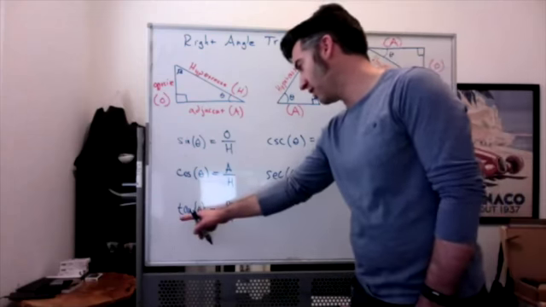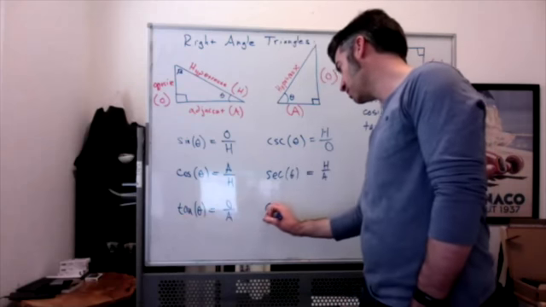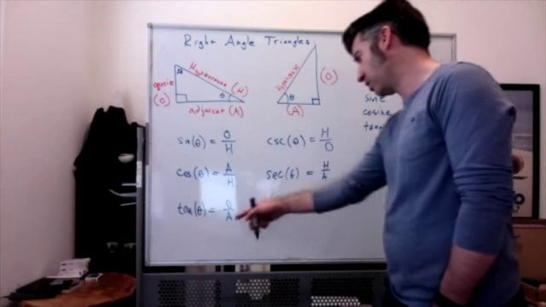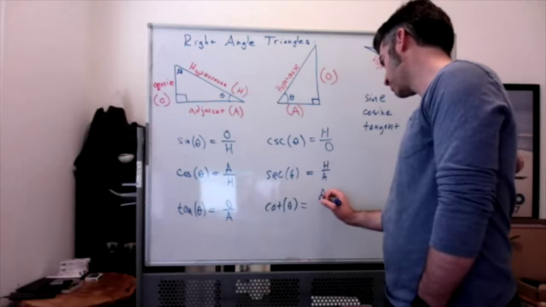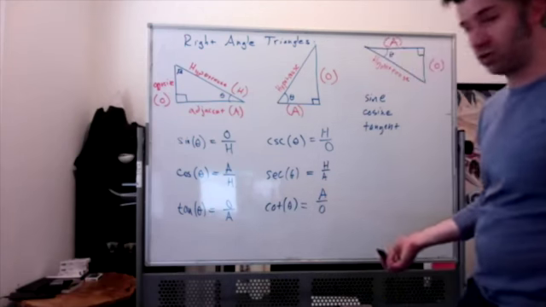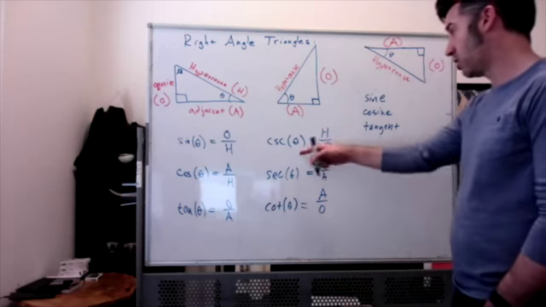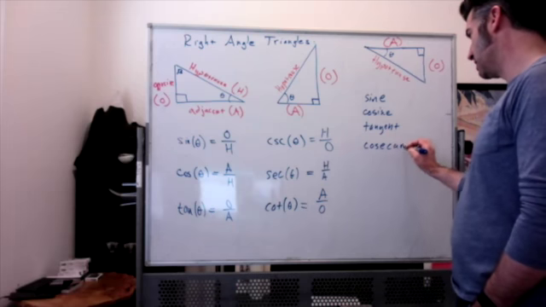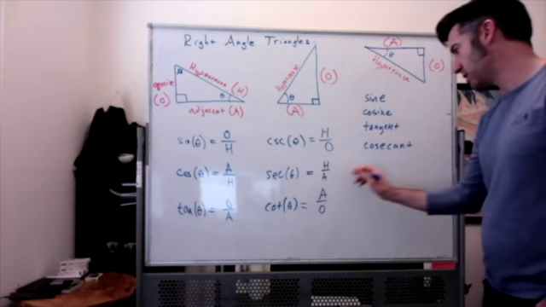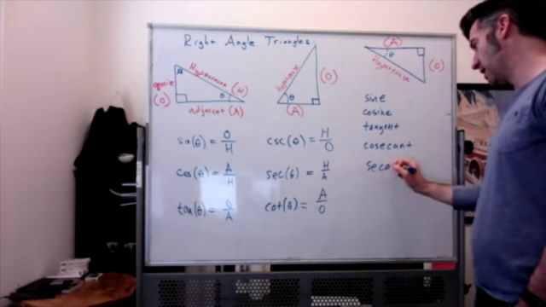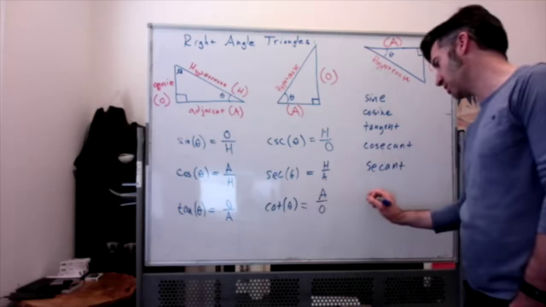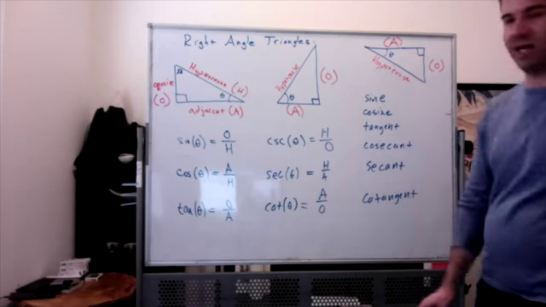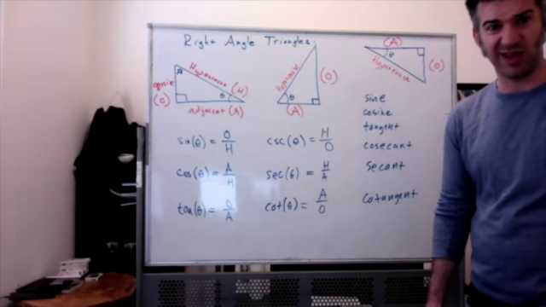And then the reciprocal of tangent theta is cotangent of theta, which is equal to adjacent over opposite. And again, just for pronunciation's sake, when you actually write it out, cosecant is spelled C-O-S-E-C-A-N-T, secant is S-E-C-A-N-T, and cotangent is C-O-T-A-N-G-E-N-T. So that's how you spell and say all those words.